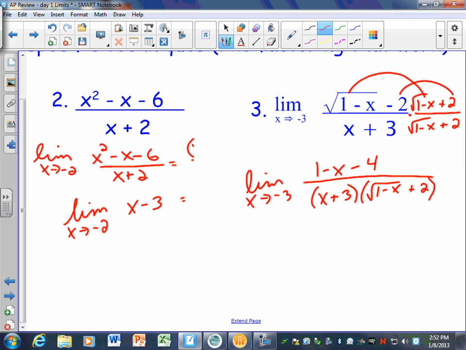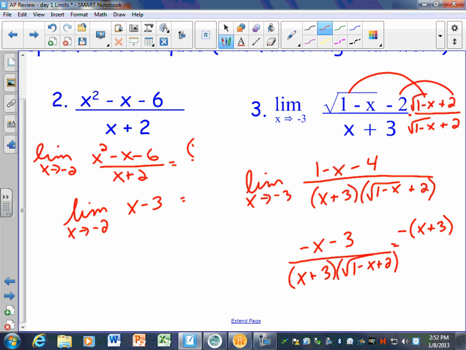So on the top here, what do I have? I have negative x minus 3. Really close to being able to cancel something out. Could I throw a negative there on the top? And I'd get negative times x plus 3 on the top. I'm not going to rewrite all that. But then that would cancel.